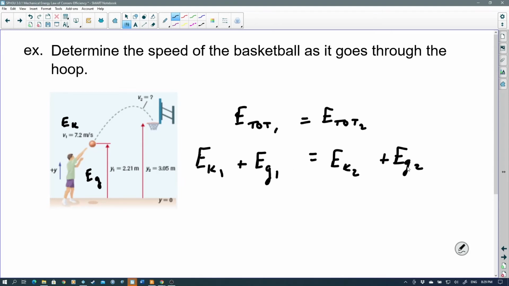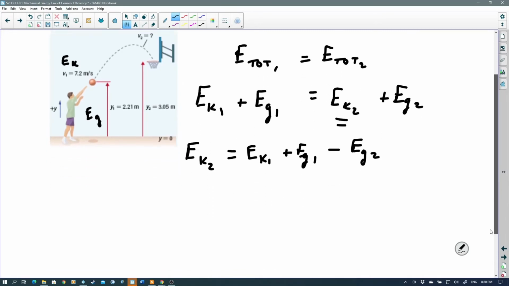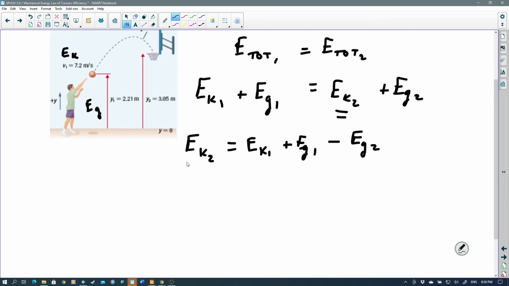We are looking for the speed at the second position, which is contained in EK2. So we can start to rearrange this equation right now. We need to get EK2 isolated, which means EG2 is going to come over to the other side. If I write it with EK2 first, EK1 plus EG1 stays the same, and we subtract EG2. So watch what happens here. I'm going to replace all of these by their corresponding equations.